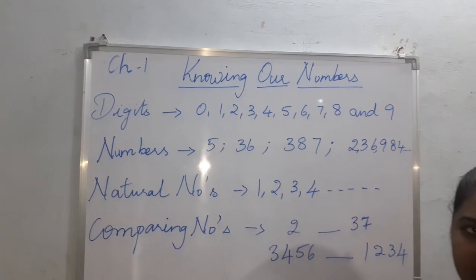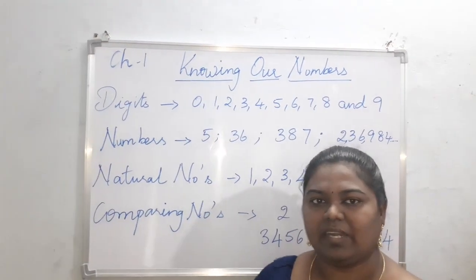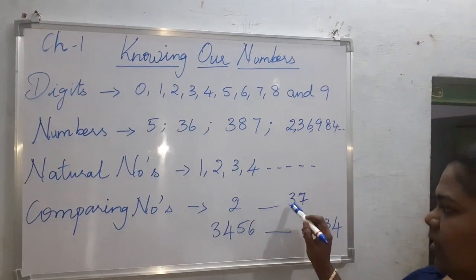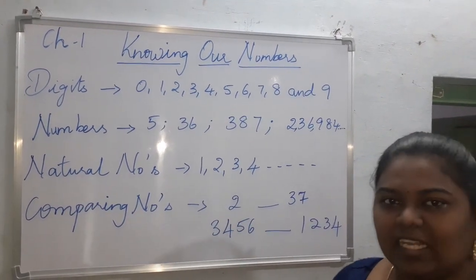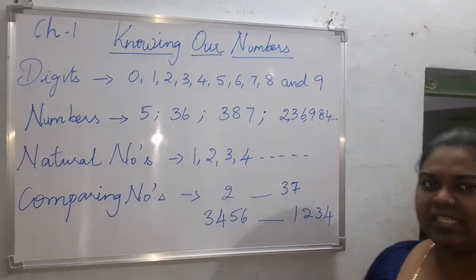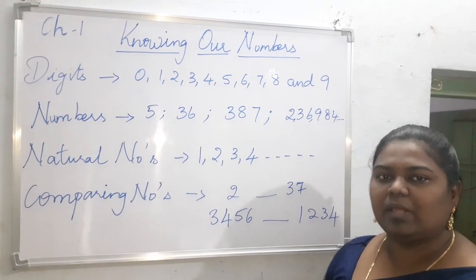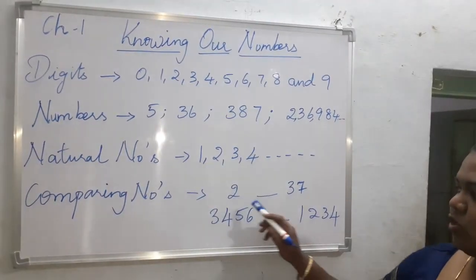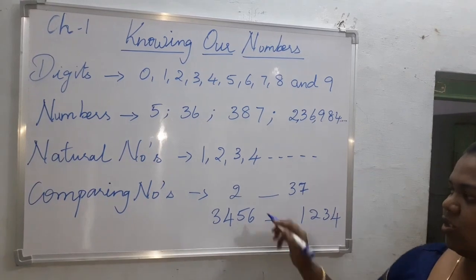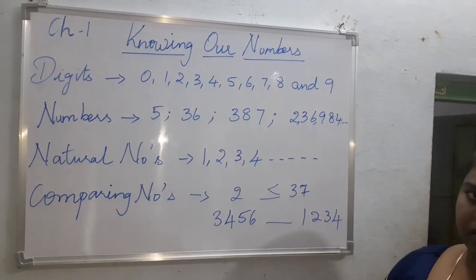Next is comparing numbers. We can compare different numbers. So here 2 and 37. 2 is a single digit number and 37 is a 2-digit number. Always the number with maximum number of digits is a greater number. So here 2 is having 1 digit and 37 is having 2 digits. So here 37 is more.